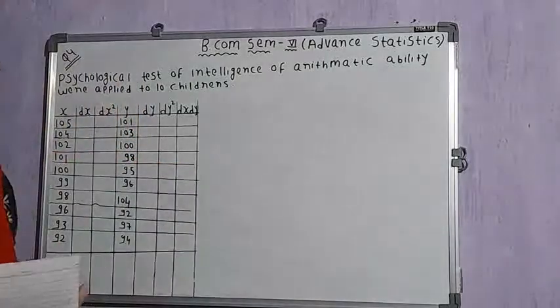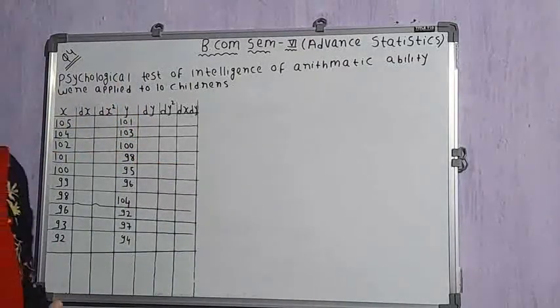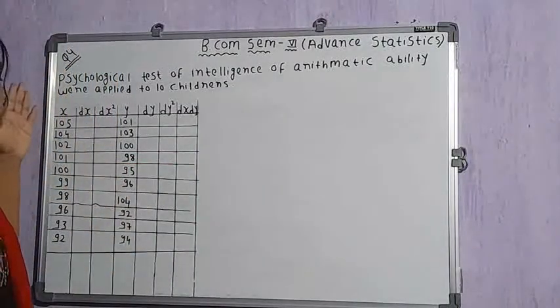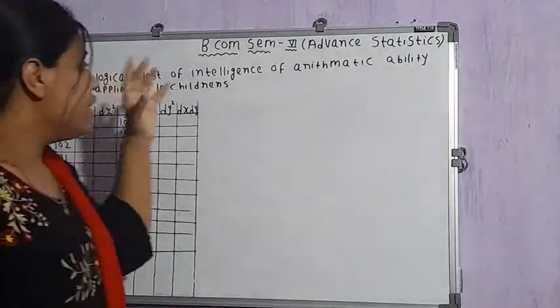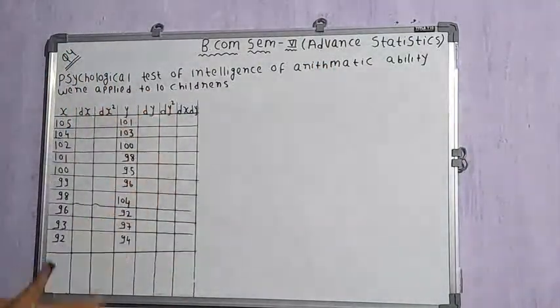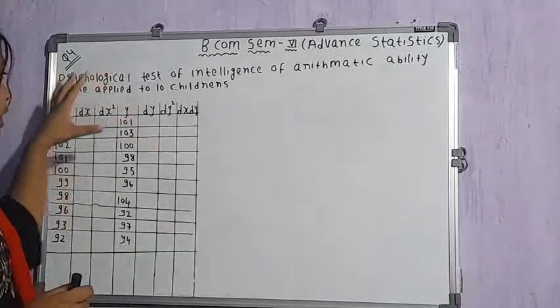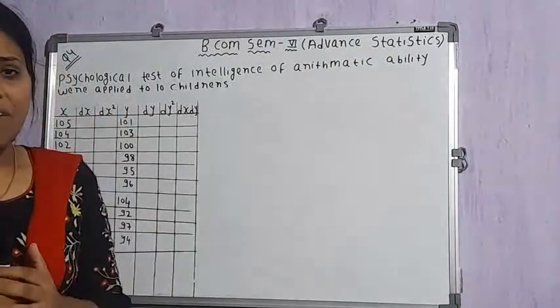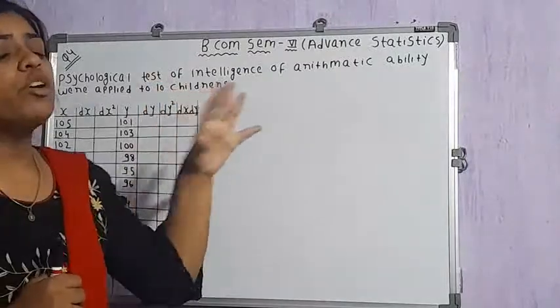So let's see what is the question. First we will understand the question, then we will move towards the solution. It is given that psychological tests of intelligence and arithmetic ability were applied to 10 children, and the data of those 10 children have been given over here. So in the problem you have been given the number of 10 children.